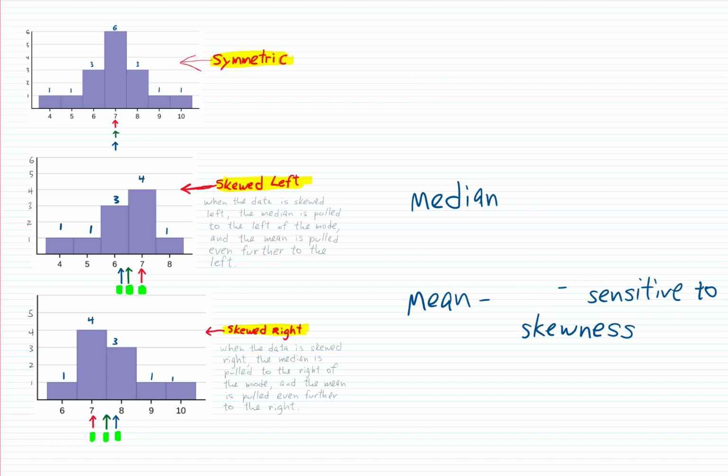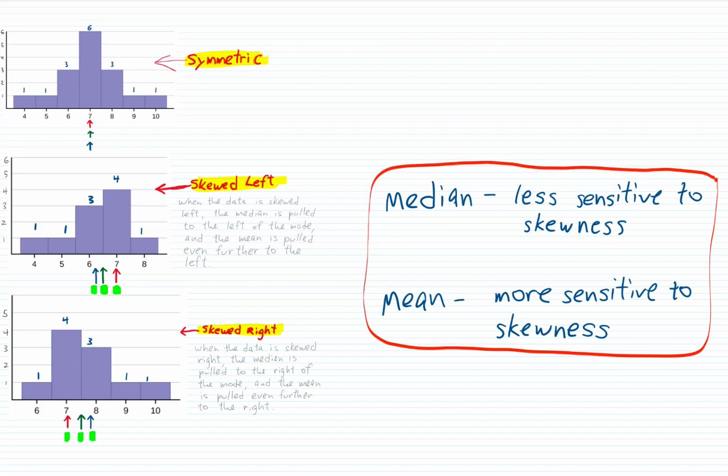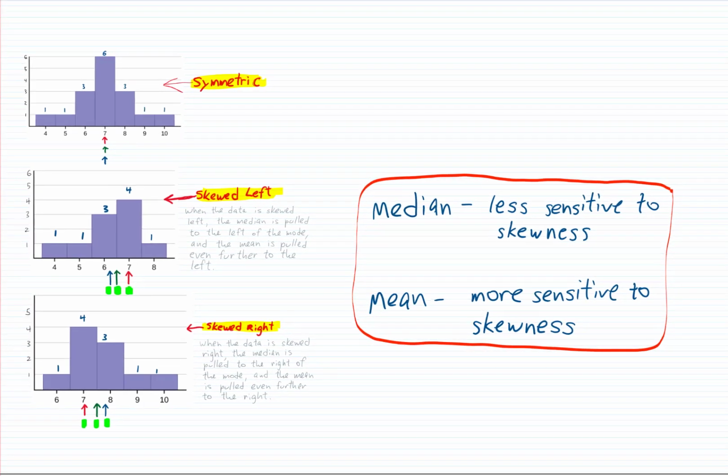And so what I want you to know is that the median is less, not least, but less sensitive to skewness. And the mean is more sensitive to skewness. That's important. Now, please know that. Because this gets to the question of which one should you use to indicate the center. And I'm going to give you an example.